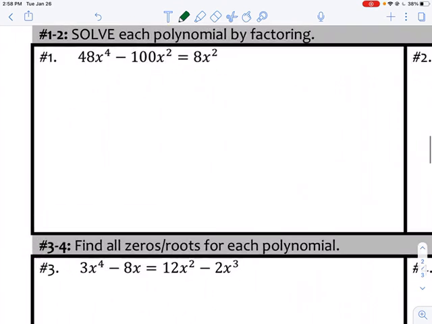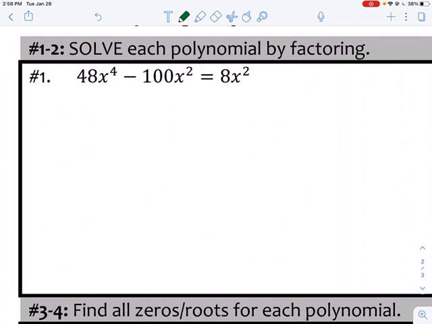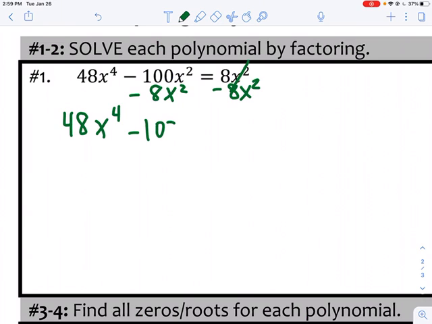All right, so solve by factoring. The very first thing we have to do before we solve with factoring is make sure it's set equal to 0. So I'm going to move this 8x squared with subtraction, and then I'm going to balance it, and I have a like term right here. So I'm going to be left over with 48x to the 4th minus 108x squared equal to 0.